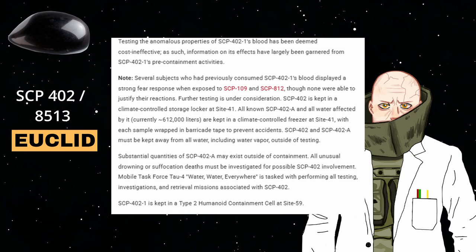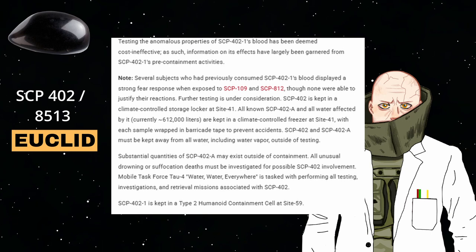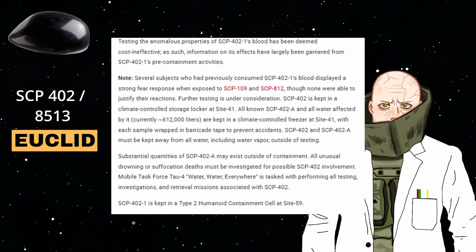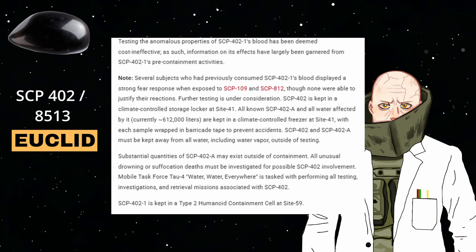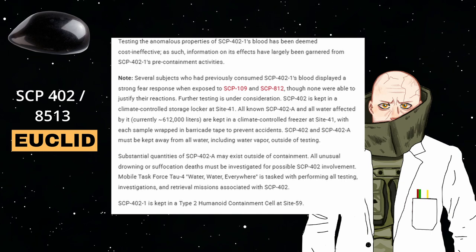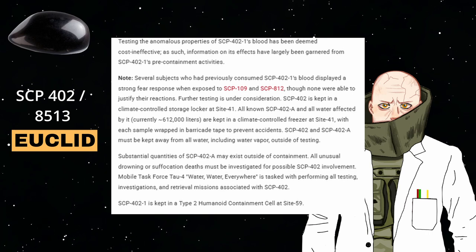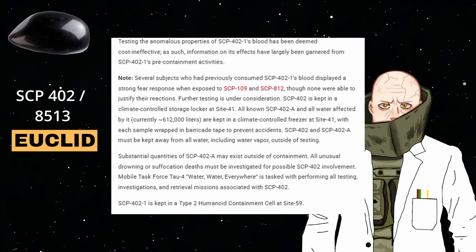As such, information on its effects has largely been garnered from 402-1's pre-containment activities. Several subjects who had previously consumed 402-1's blood displayed a strong fear response when exposed to 109 and 812, though none were able to justify their reactions. Further testing is under consideration.